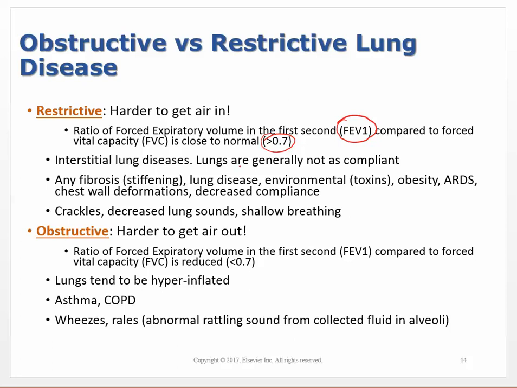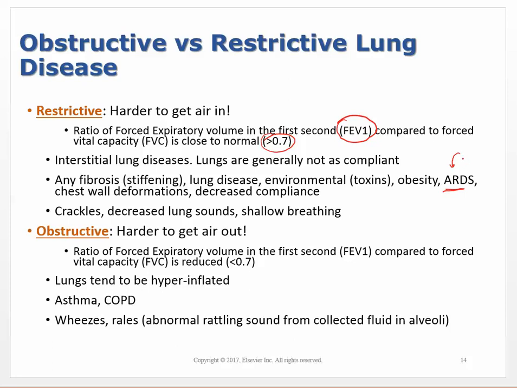So what can cause this? Interstitial lung diseases, so the lungs stop being as compliant. Any kind of fibrosis, so something that's causing stiffening that's not allowing them to expand. Lung diseases, environmental toxins, obesity causes it. ARDS, which we'll talk about. Probably should have put that sooner since I keep referring to it. Acute respiratory distress syndrome, which is also associated with a lack of surfactant.